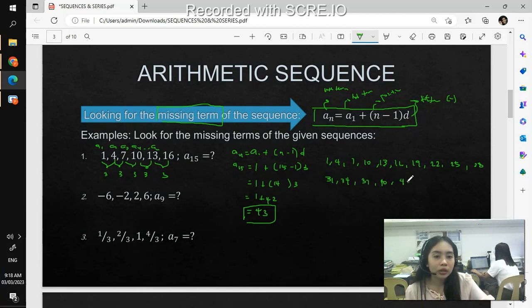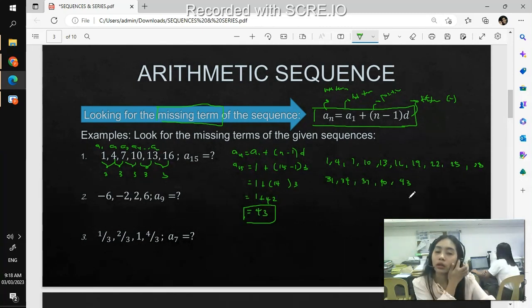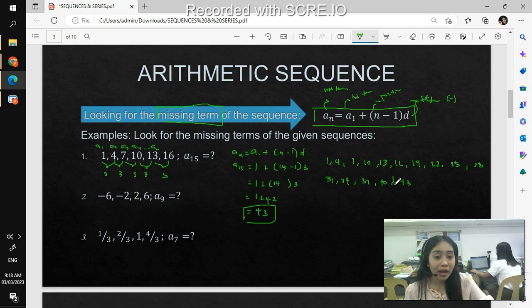And this is 43. So let's count if the 43 in here is the 15th term of the sequence. So 1, 2, 3, 4, 5, 6, 7, 8, 9, 10, 11, 12, 13, 14, 15. So there you have it. Whatever method you use, you will still come up with the same answer. Because again, in mathematics, there are many ways to kill a cat. And also, do not just stick to a single method. If it is applicable and it does not violate any rule in mathematics, then you are free to do it. Okay. This is number 1, by the way.